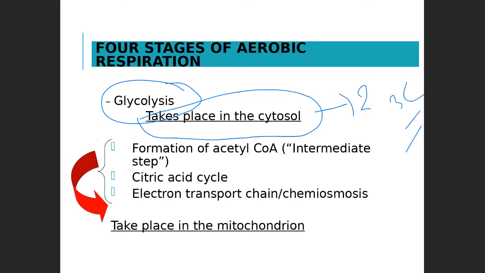If the oxygen is present, those pyruvate will enter the mitochondria. As soon as they enter the mitochondria, they are going again to be catalyzed into acetyl coenzyme A. This is an intermediate stage. And after that, it's the acetyl coenzyme A that will enter the citric acid cycle. And here I am in the mitochondria. I'm not in the cytoplasm anymore.